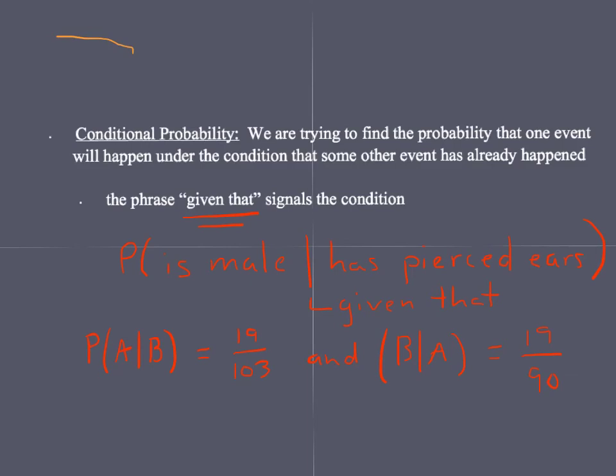Why the difference between these two? The probability of it being male given that they have pierced ears, meaning the condition is yes to pierced ears. So if we look back at our two-way table, yes to pierced ears has a grand total of 103. And males given that they have pierced ears is 19, out of 103 for the total. And then given that they're male, we go to the male column, which has a grand total of 90, and the total for pierced ears would be 19. So that's the difference between the wording in those conditions and how the conditions change between given that pierced ears or given that they're male.